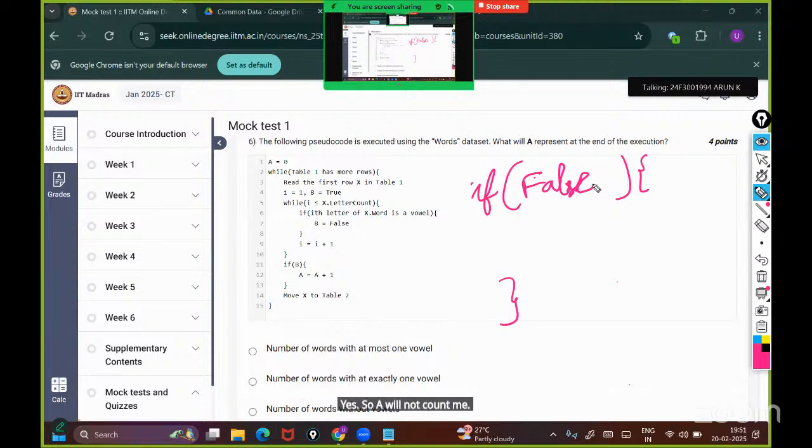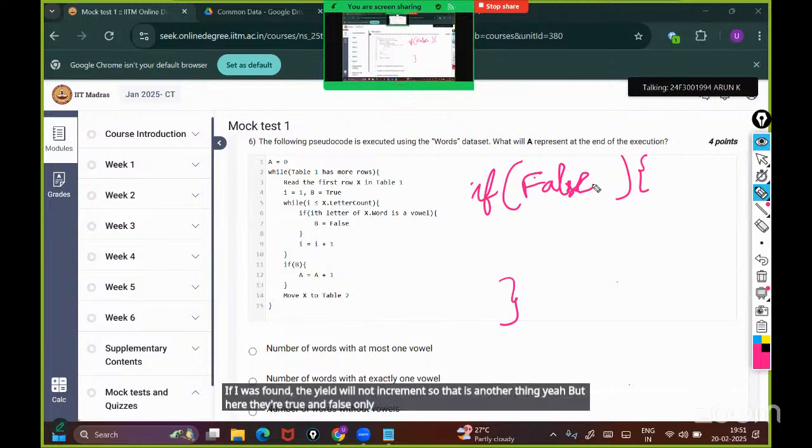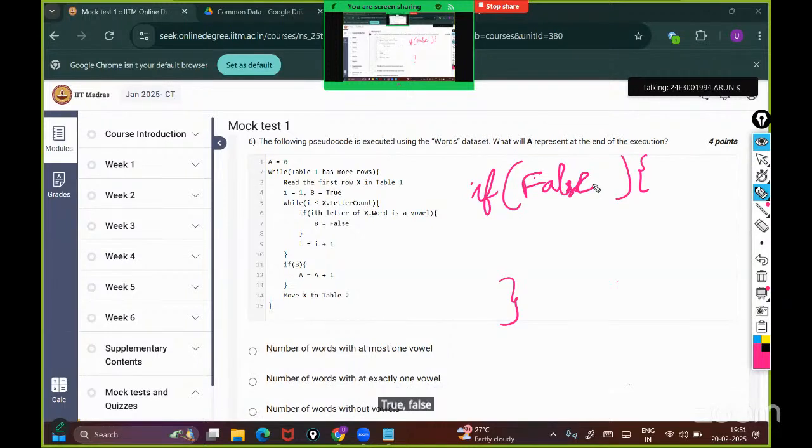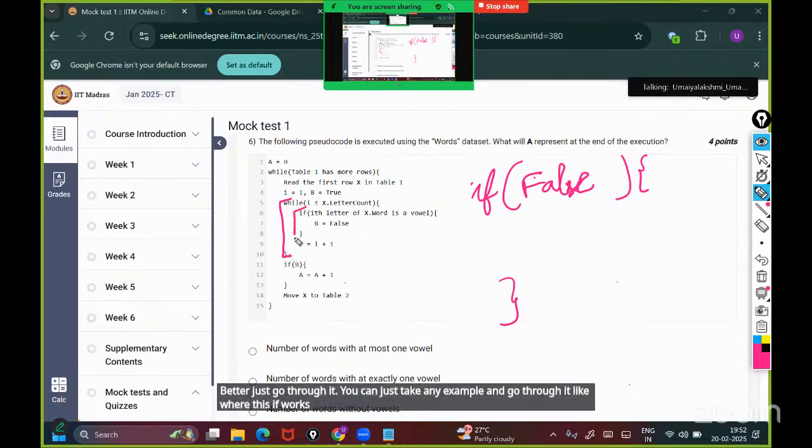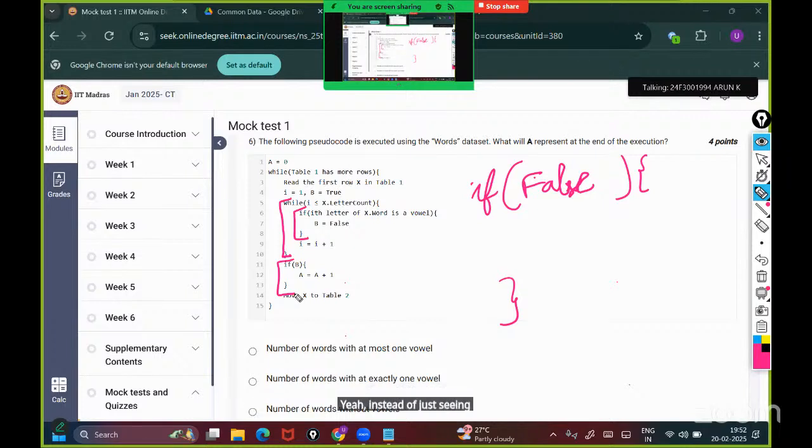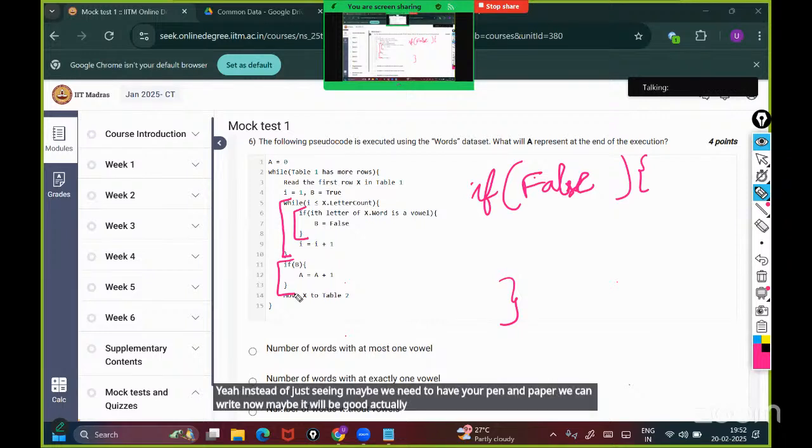But here the true and false will confuse us actually. Here and there we are seeing true, false, and then my mind is confused. Better to just go through it line by line. You can take any example and go through it, like where this if works, where this if ends, where this while ends. Instead of just seeing, maybe we need to have a pen and paper and write it down. Maybe it will be good.